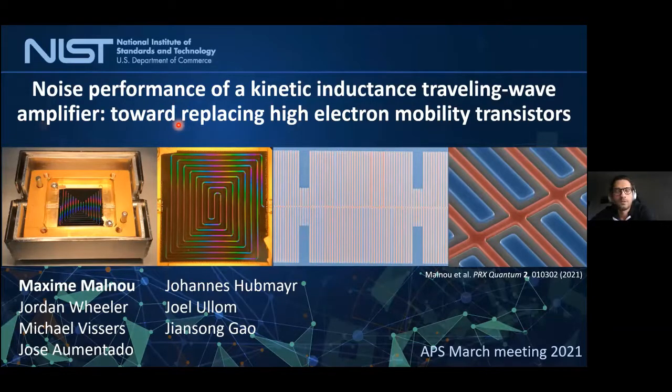So hi everyone. Thanks for inviting me to this workshop. I'm Maxime Malnou from NIST, and today I'm going to talk about our efforts to replace amplifiers at 4 Kelvin with kinetic inductance traveling wave amplifiers, or KITs for short, like the one I show in these pictures. For the millikelvin operation of this type of device, you can check out our recently published paper.